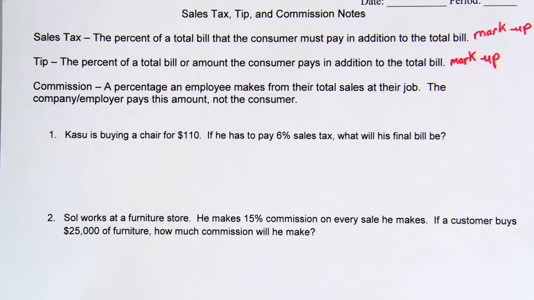So our first one is Kasu is buying a chair for $110. If he has to pay 6% sales tax, what is his final bill? When you solve these, you can either just use an equation, or you may go ahead and set up a proportion. It is your choice. But the first thing we need to find out is how much money he has to pay in sales tax.